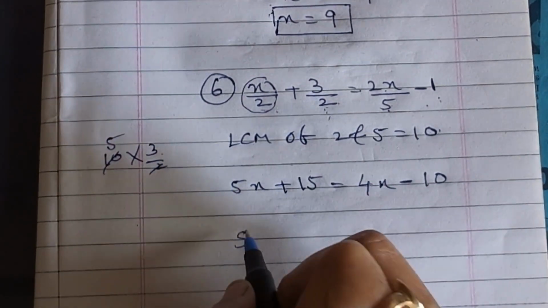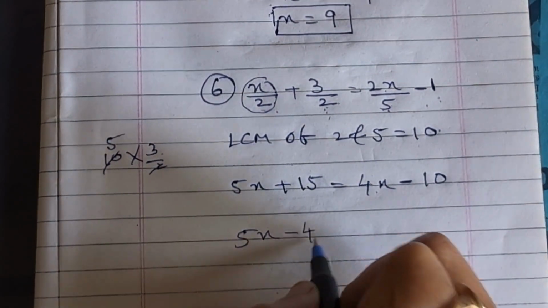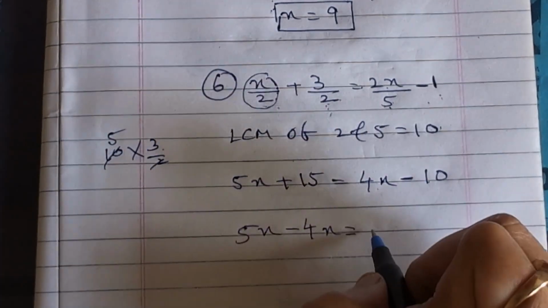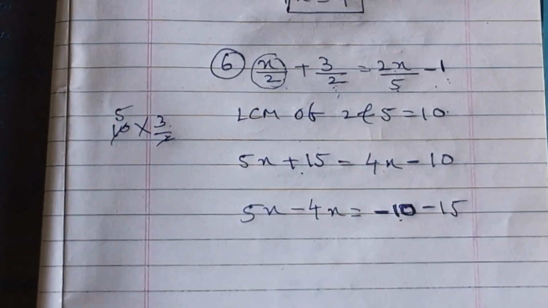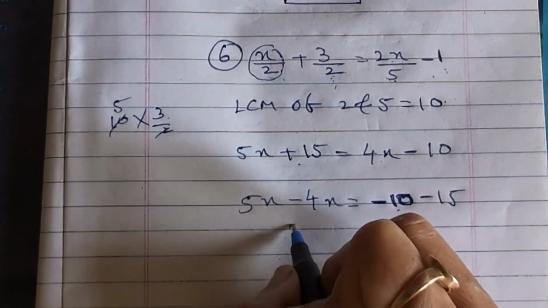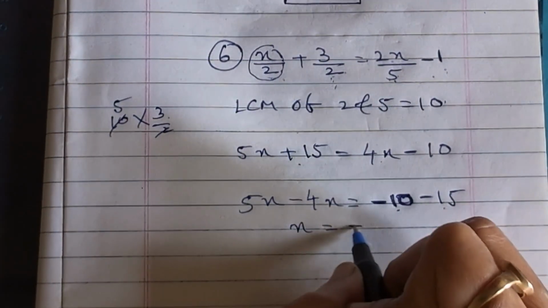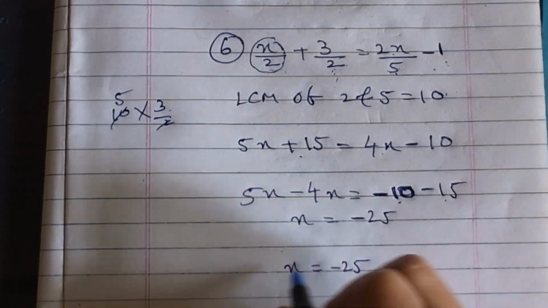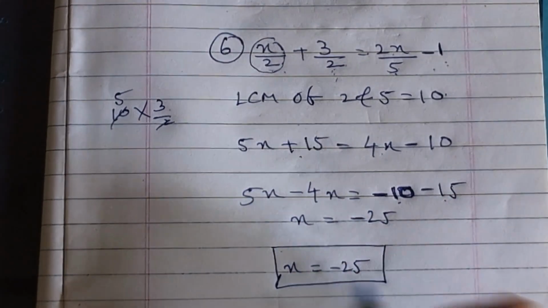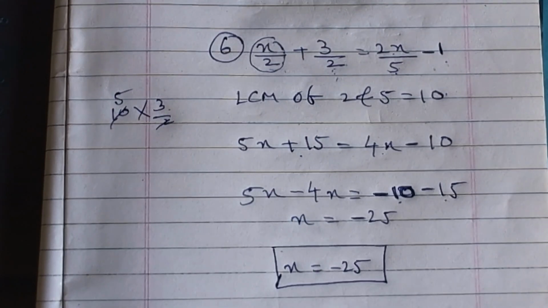Next, combine the like terms. 5x minus 4x equal to minus 10, and this is minus 15. So minus 10 minus 15. Now 5x minus 4x, x equal to minus 25. So x equal to minus 25 is the solution of this linear equation.